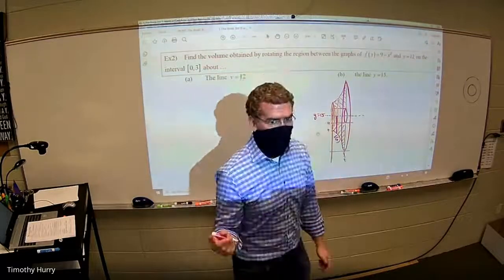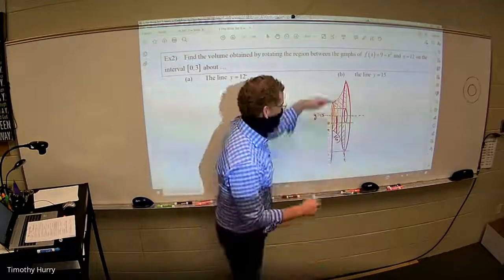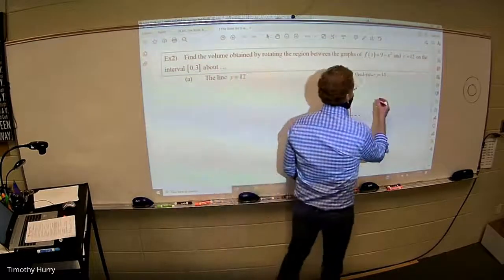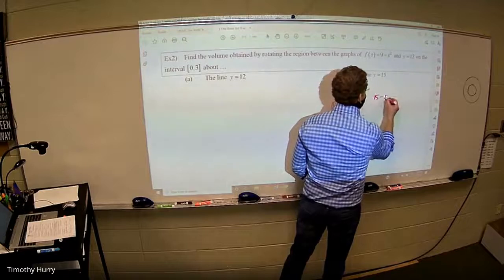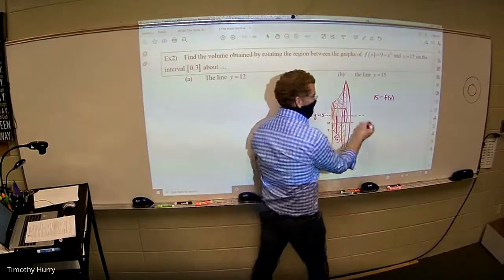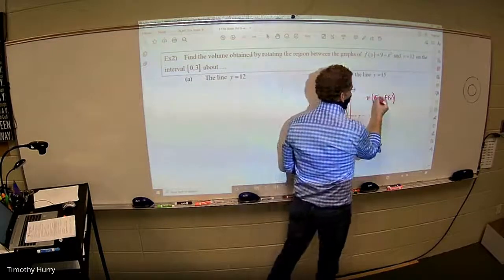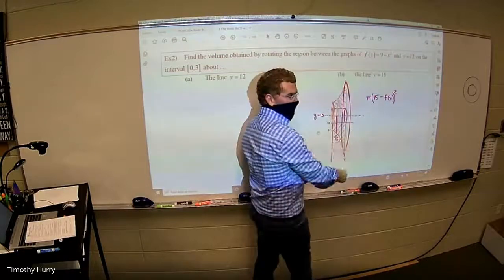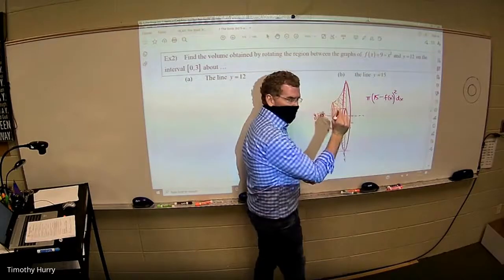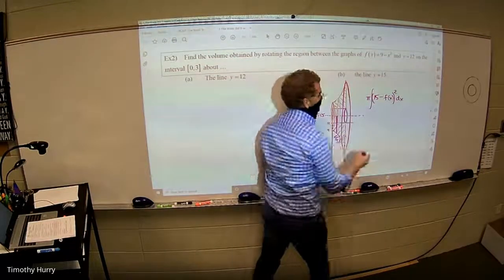Now, by the way, when I do the shell method, it will matter. So it's a better thing to get in. When the axis is up here on top of the shaded region, you ought to start with the 15. So I'm going to go 15 minus the outer function, the outermost function, right? That gives me what? Radius. Pi radius squared gives me area. Dx gives me a thin volume. Integrate it from 0 to 3.